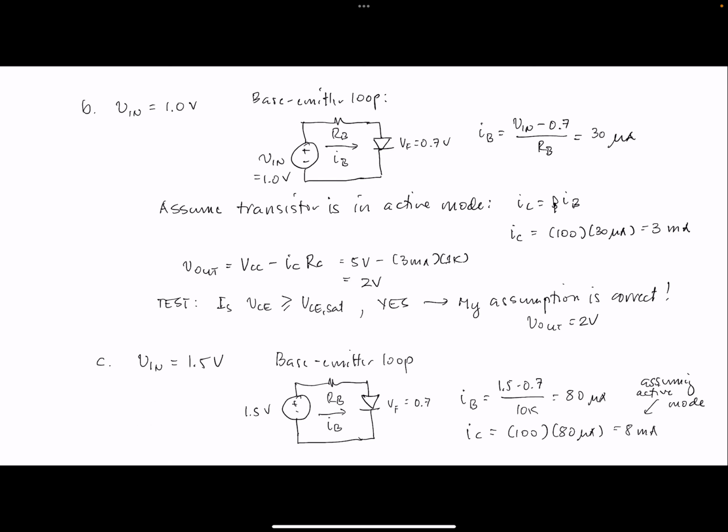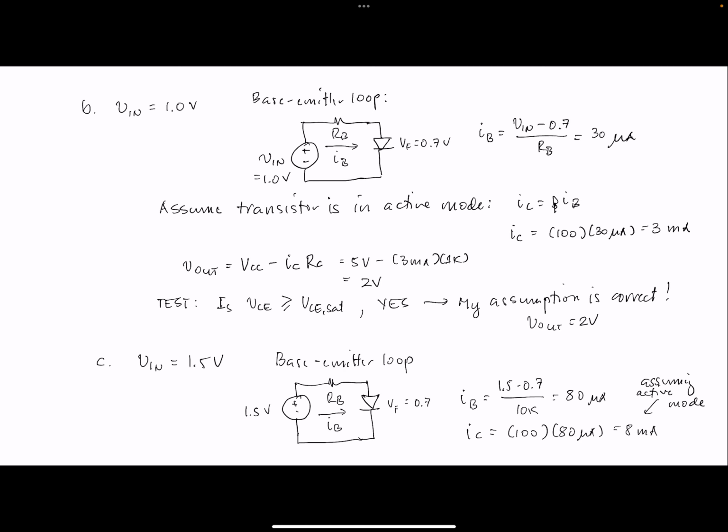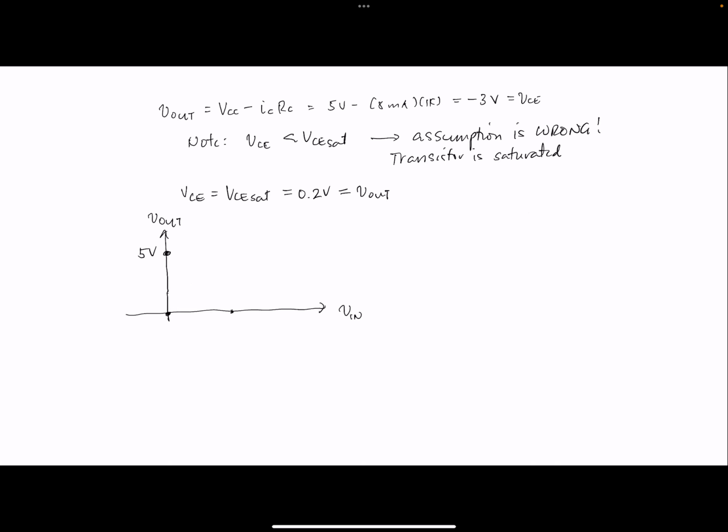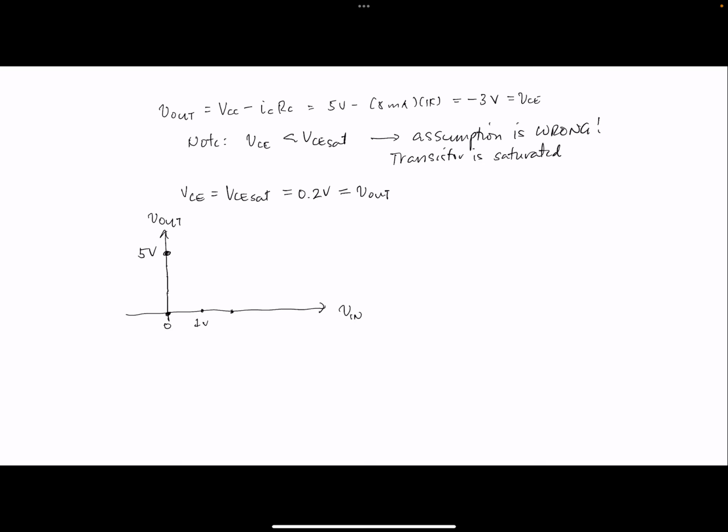Okay. Now you will notice that, for example, if I try to plot V out versus V in. When V in is equal to 0, what was my V out? My V out was equal to 5 volts, no? When V in is, let's say, 1 volt, so let's say this is 0, that's 1 volt, I notice that my V out is equal to 2 volts. So it went down, no? From 5 volts, let's say we're now here at 2 volts. So as you increase V in, this goes down, no?